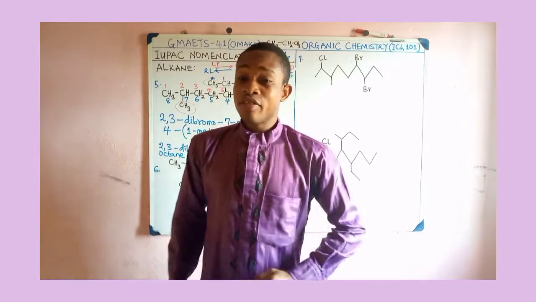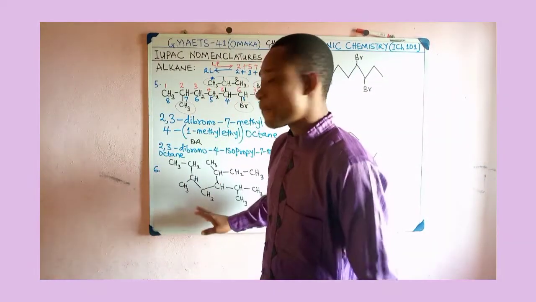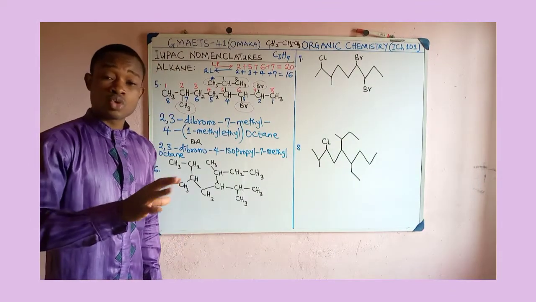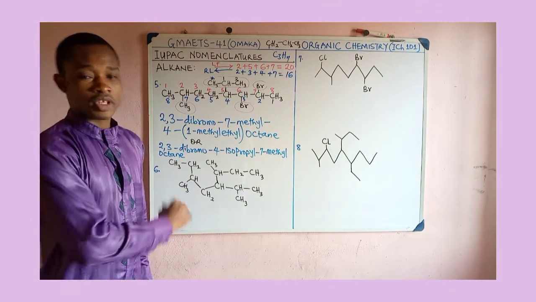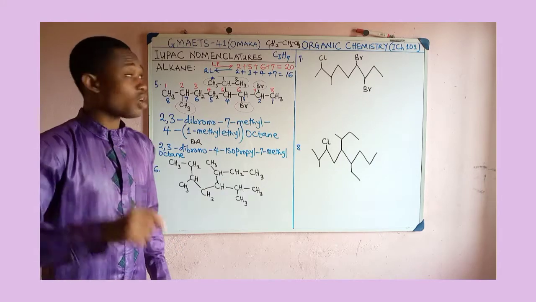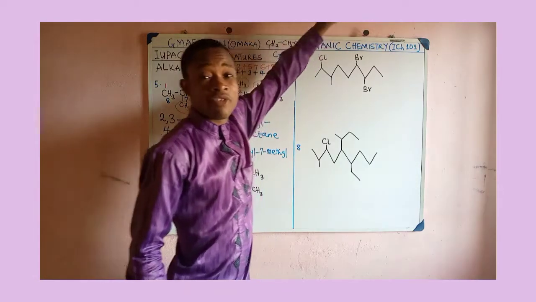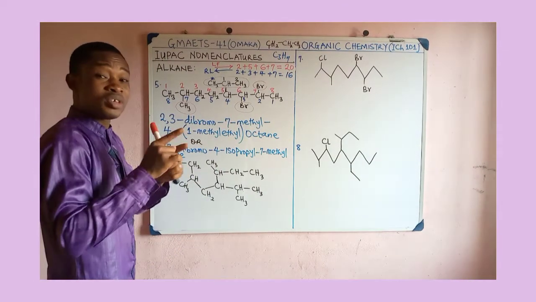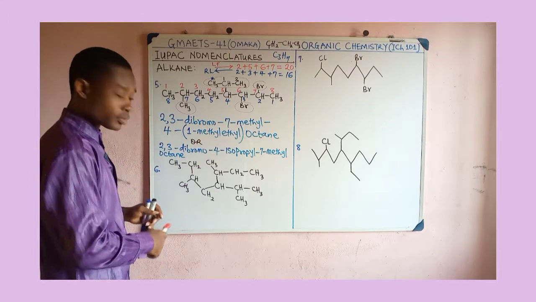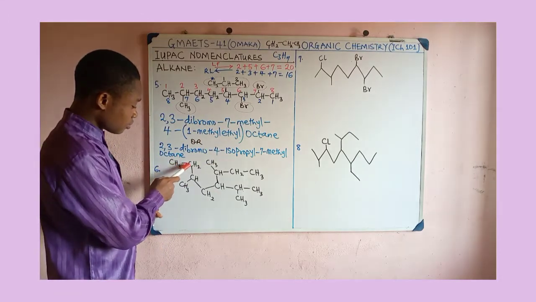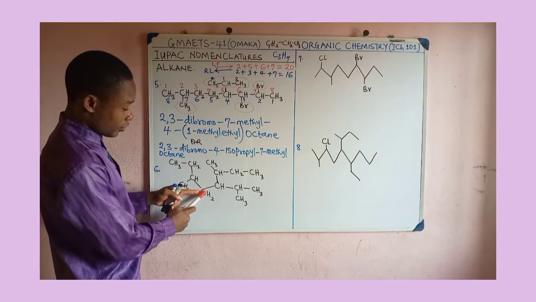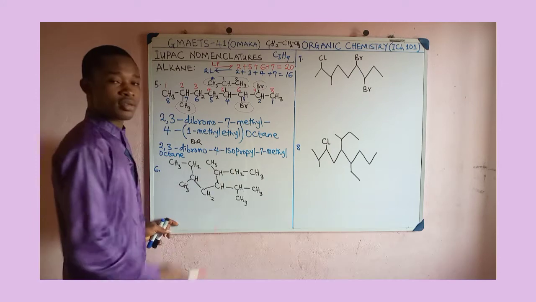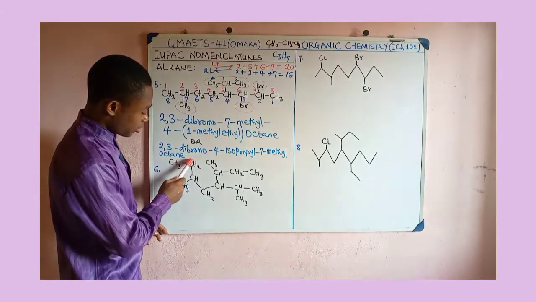Now let us look at the next structure, number 6. Okay, so let's do this. Once again, we're going to say we have 2 alternative names for this structure. First, identify the longest carbon chain. I'm going to identify that quickly. The longest carbon chain goes this way. Remember, you need to follow the bond lines. Look at this: 1, 2, 3, 4, 5, 6, 7, 8. Look at how I went.